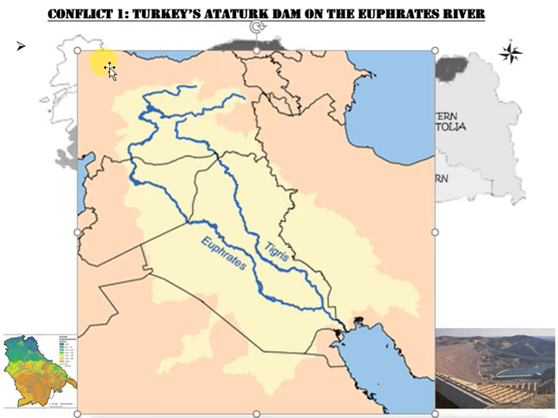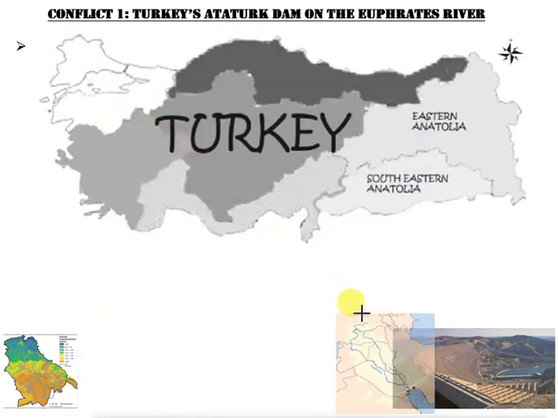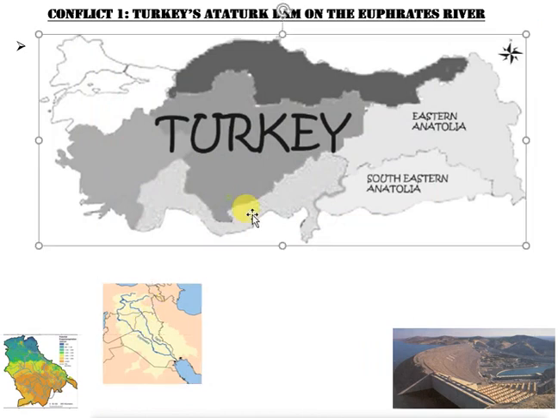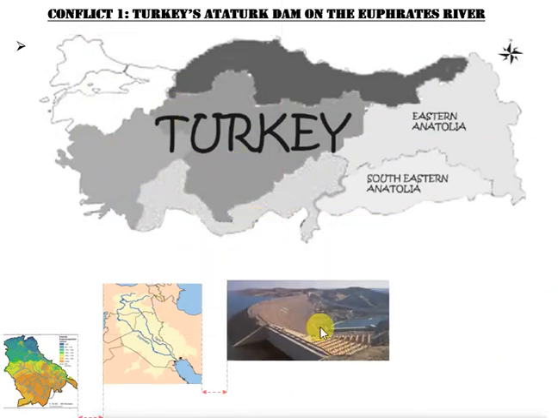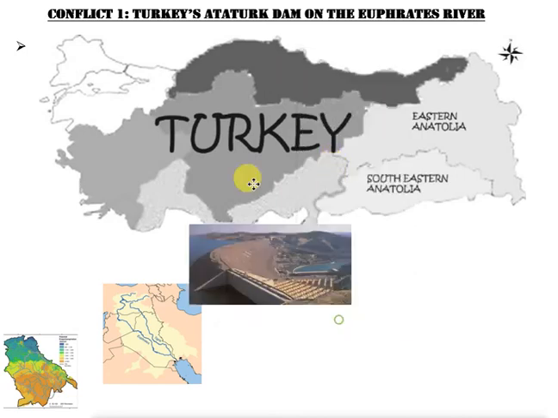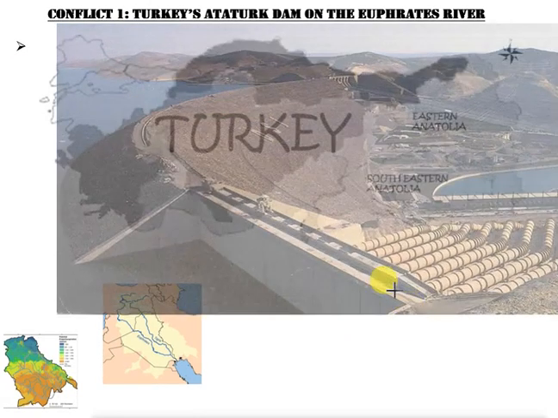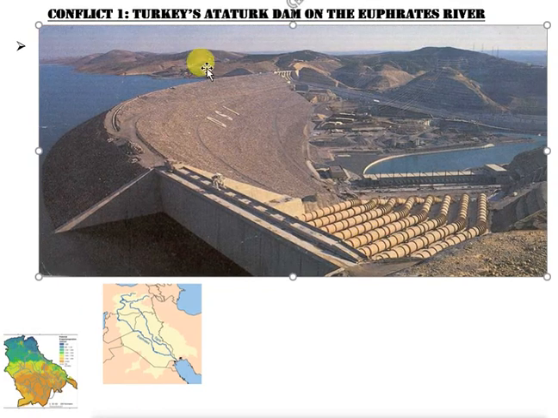Well, Turkey built the Ataturk Dam as part of the GAP project. And we'll just have a picture of it because we like to visualise things in geography. There it is. Ataturk Dam, pretty high tech.